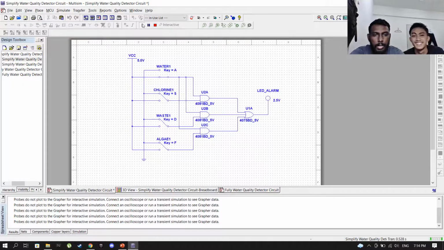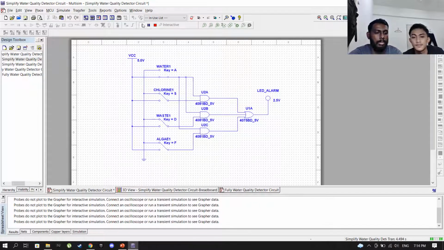Okay, so this is our simplified logic circuit. It consists of 4 sensors, which are water, chlorine, waste, and algae. So the water will always be high. Then according to our Boolean expression, we used 3 AND gates, which turn on if both of the 2 inputs are 1. And it also consists of an OR gate, which will turn on if any of the inputs are high.